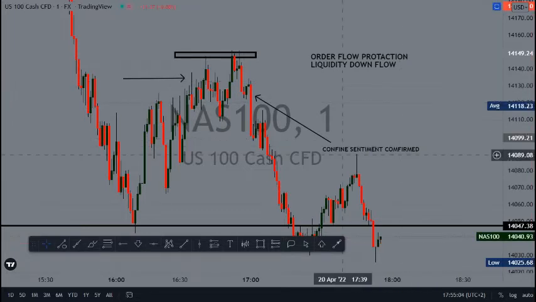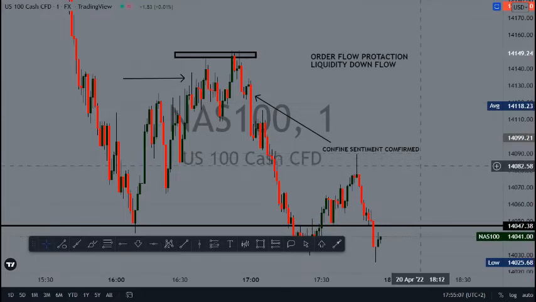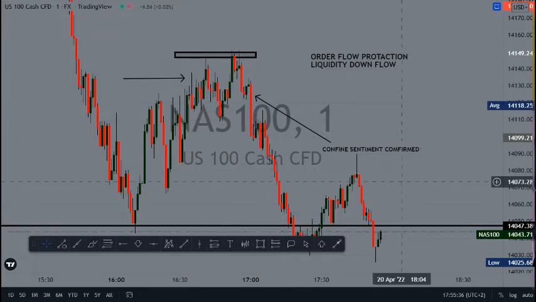Here we have a confined sentiment confirmed. Confined sentiment confirmed actually means that the market will create a sentiment, and then the market will act against it. The market gives us a move so we can chase that move, but that's the wrong move. The market is just inducing us to put in some orders, and then the market will reverse again and come back, hitting our stops. So you must be very careful with this one also.